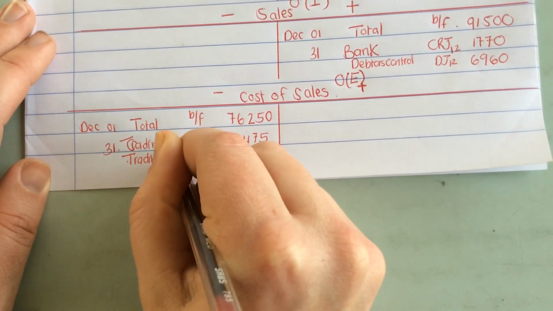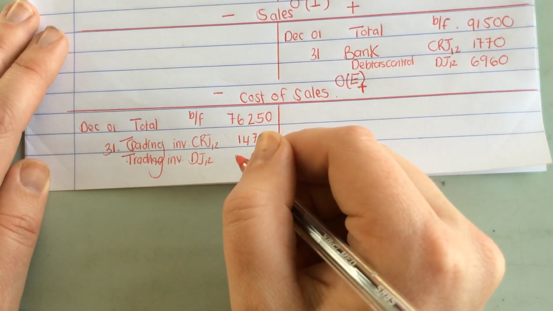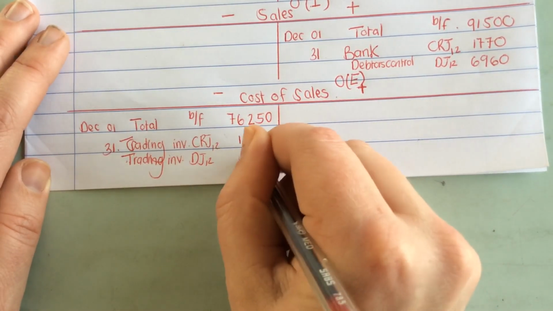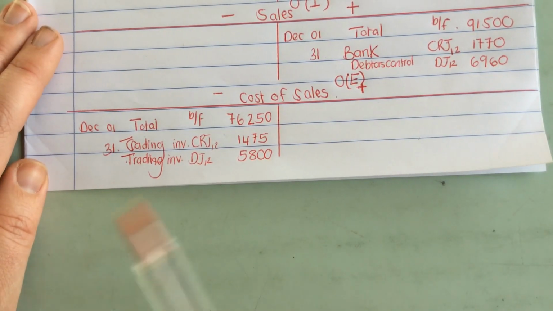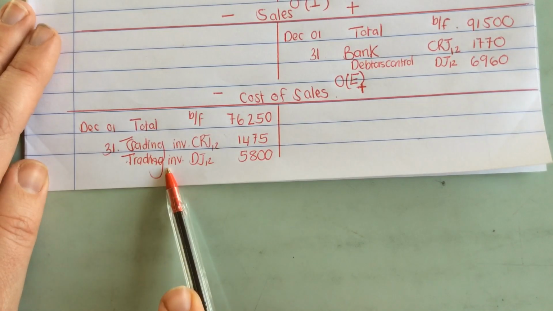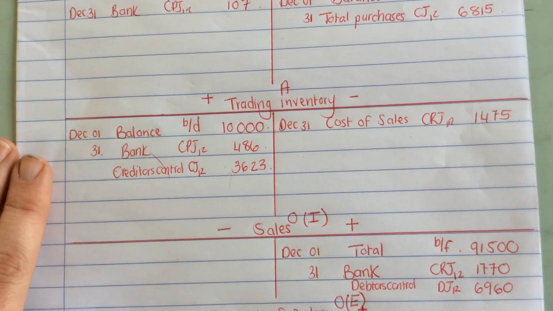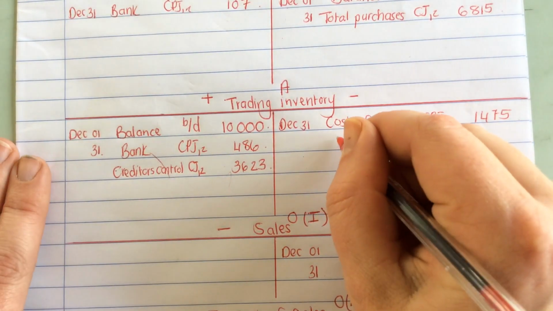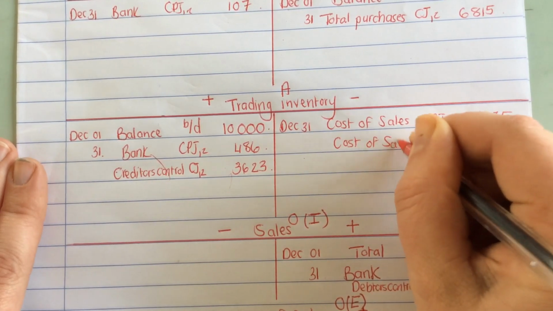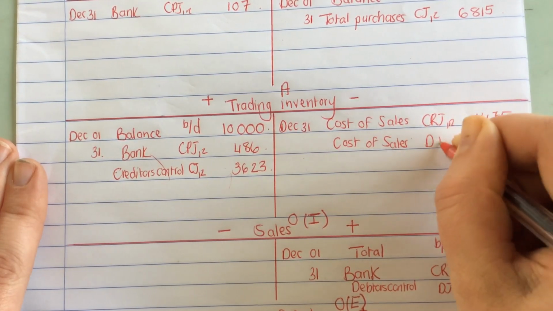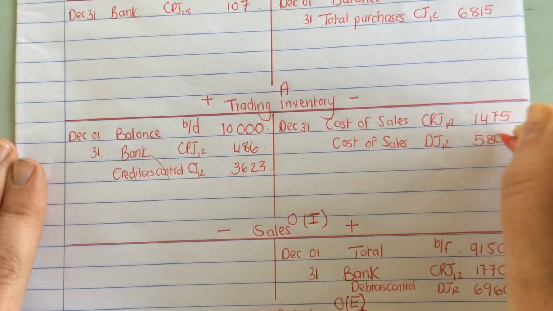Trading inventory, DJ12, and the amount is 5,800. Do I leave it there? What do I do? Okay, you go to trading inventory and you say, if I sold stock, do I have more stock or less stock? Less. So you're going to put it on the credit side. Cost of sales, DJ12, and the amount is 5,800.